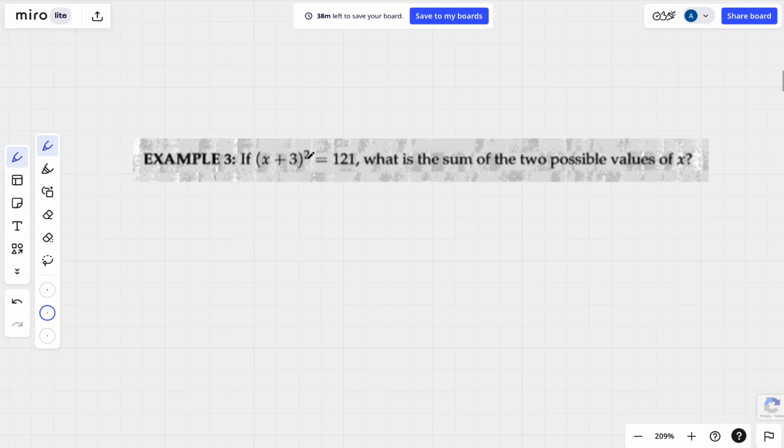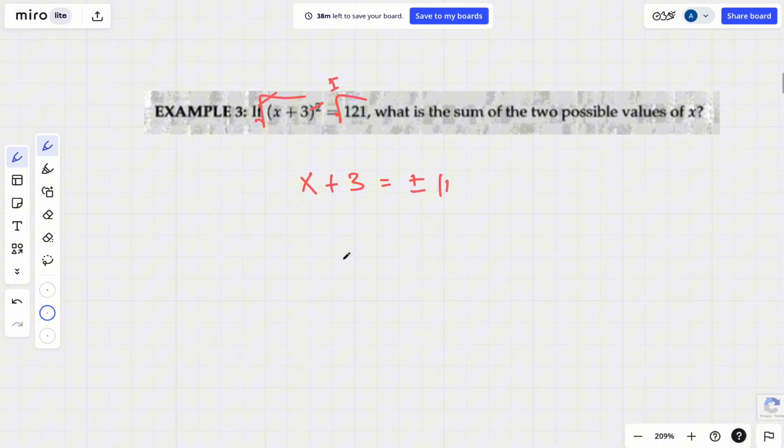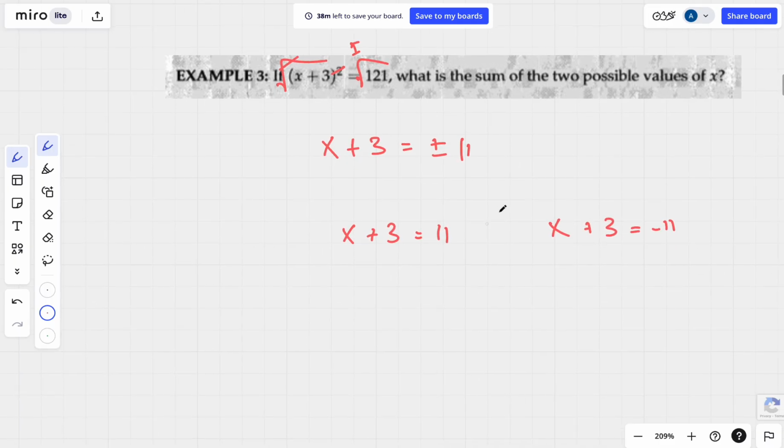Next question. It says, what's the sum of the two possible values of x? Now what you can do, a simple way to solve this is you take the roots on both sides. So you take the roots on this side and this side, this cancels with this. We get x plus 3 is equal to, now when you take the root, you have to write plus and minus. So it'll be plus minus root of 121 is 11. So that means you will write x plus 3 is equal to positive 11 and x plus 3 is equal to negative 11. You'll solve these two.